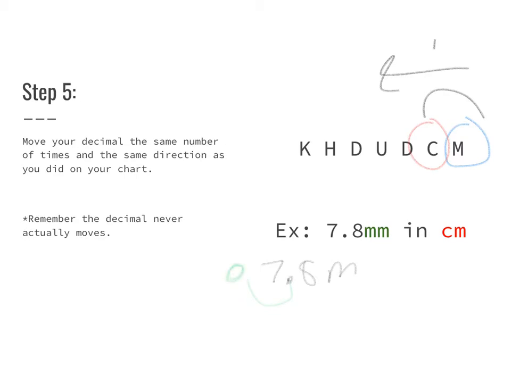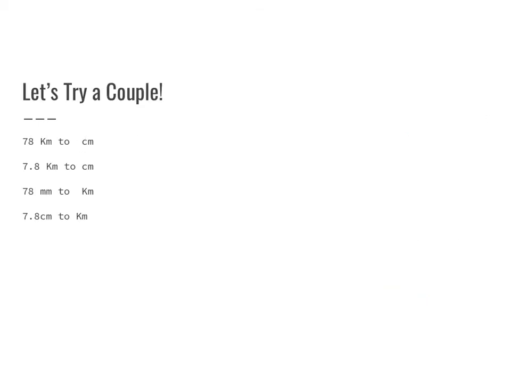My decimal is now here. My answer is now 0.78 centimeters. Now, just to remember mathematically, the decimal never actually does move. Using a mnemonic is a trick to make metric conversions a little bit easier, and you can actually solve them with multiplication and division, but today, to make it a little bit easier, we're using the mnemonic, and we are going to move the decimal, even though technically and mathematically, it doesn't ever actually move. Okay, and now we can try a couple. Let's try a few out.